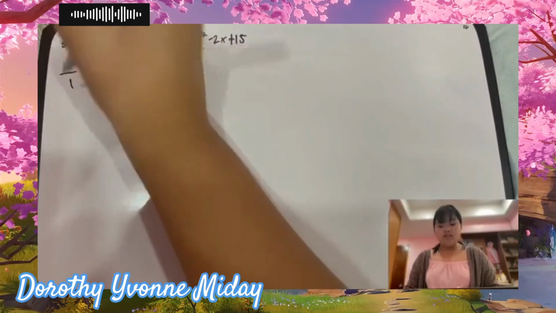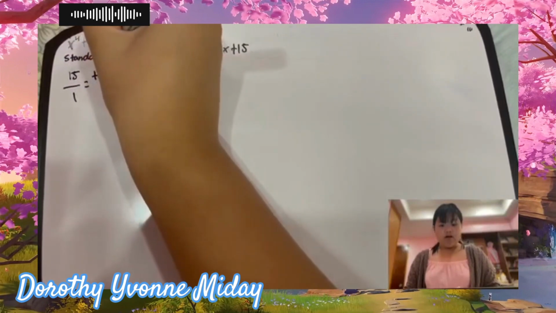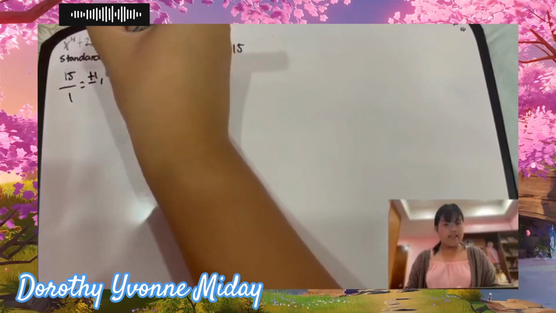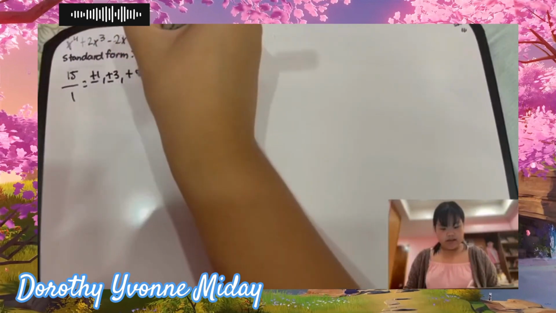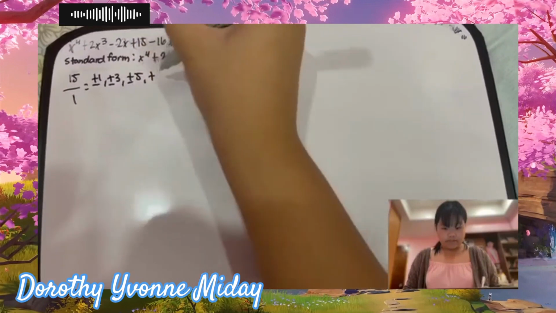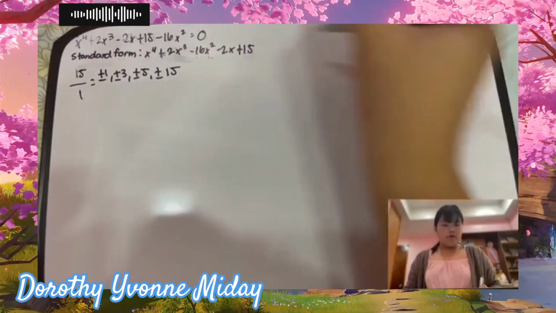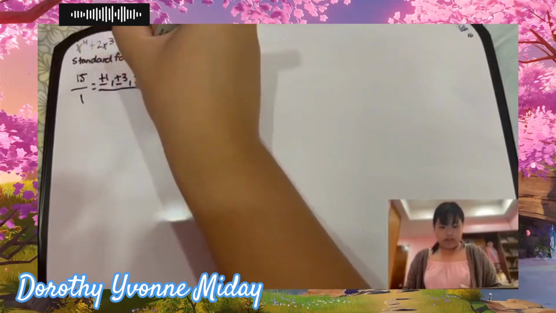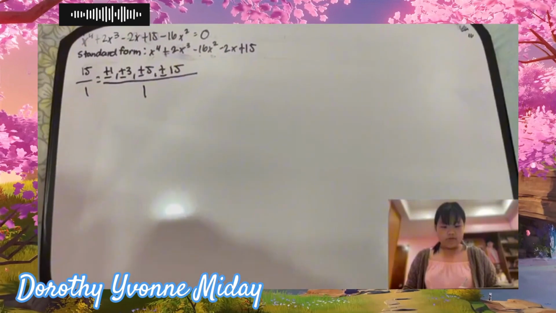Firstly, we should find the numbers that when you divide it, you get 15 and 1. Our divisors for 15 are positive negative 1, positive negative 3, positive negative 5, and positive negative 15. And of course, the only number for 1 is positive negative 1. Then we will divide all of this by 1.